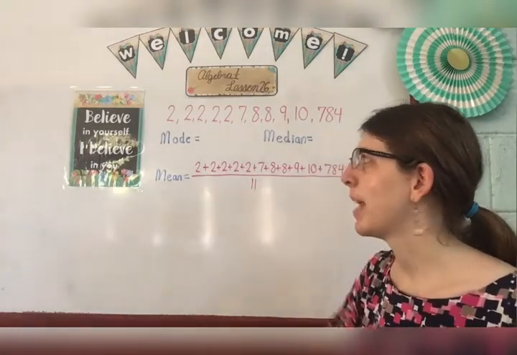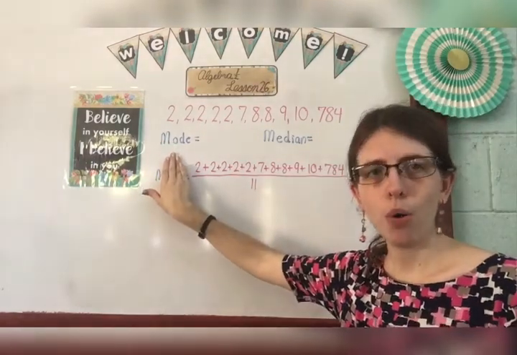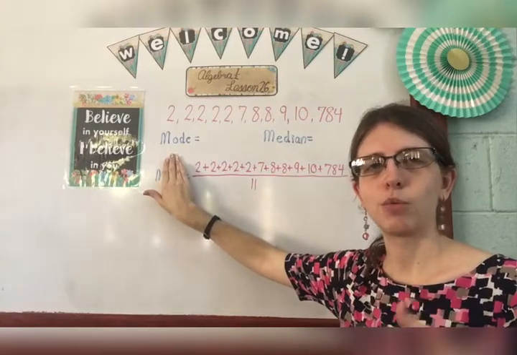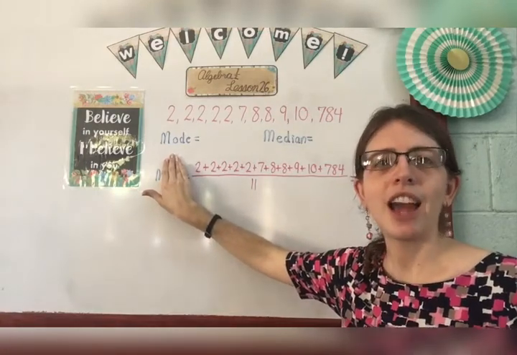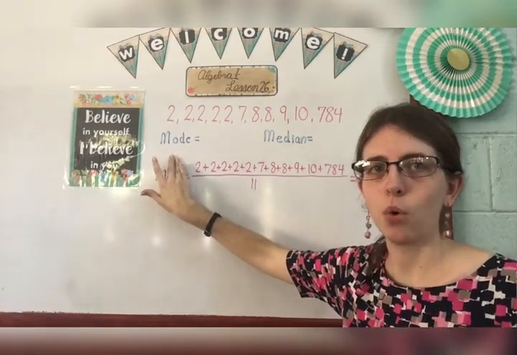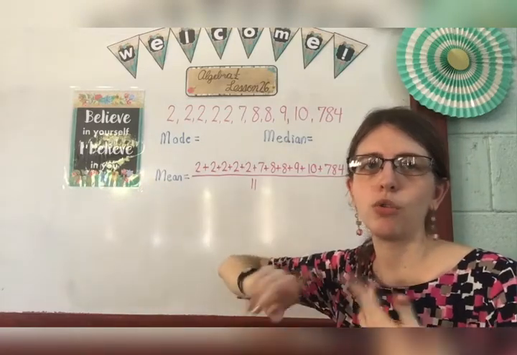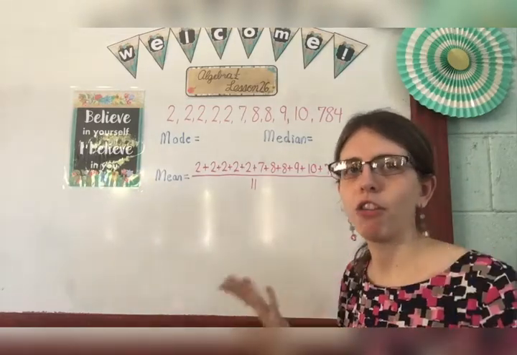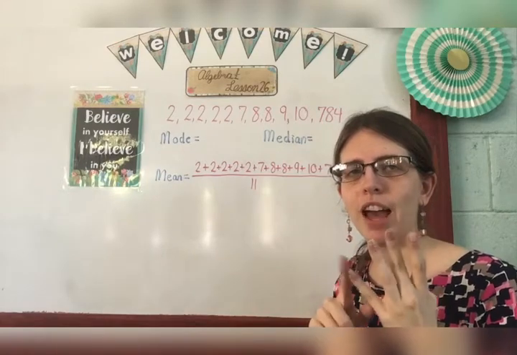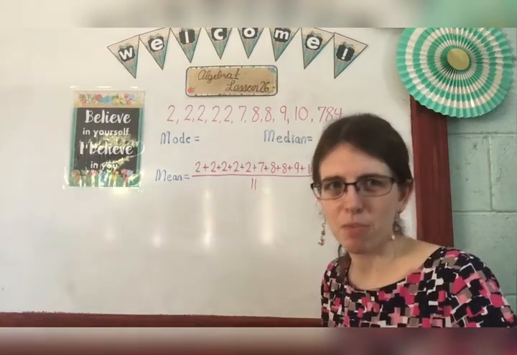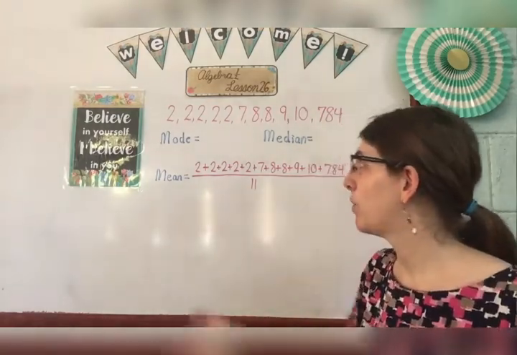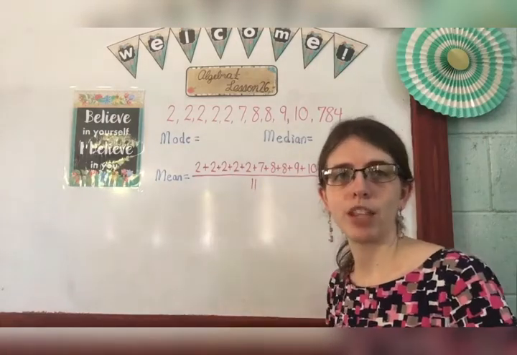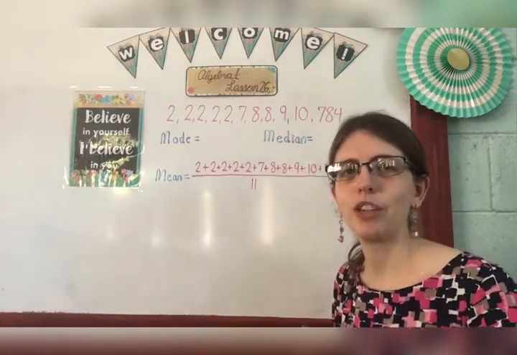The first term is mode. The mode would be the number that is repeated the most often. Not every group of numbers has a mode, because some groups of numbers, let's say it's 2, 3, 4, 5, they are all there only one time, so it doesn't really have a mode. But if it's a group of numbers like this, where you have numbers that are repeated multiple times, then you're going to have a mode.